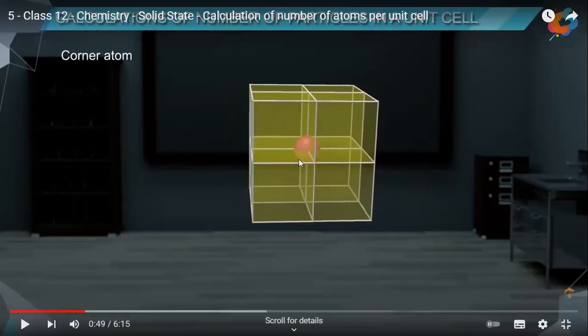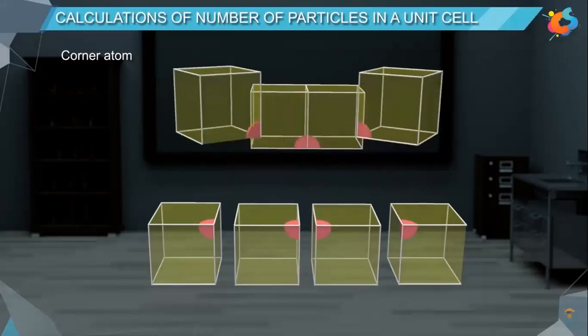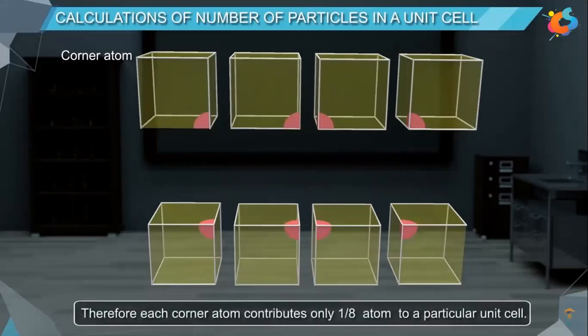Now, can you see this one? If the atom is at one corner of the unit cell, it is shared with 8 other unit cells, like 4 in the top and 4 in the bottom. 1, 2, 3, 4 in the top, the pink color ones. The same atom below is shared with the light yellow ones. So whatever atom is at the corner is shared among 8 unit cells: 4 unit cells in the lower layer and 4 unit cells in the upper layer. Therefore, each corner atom contributes only 1/8 atom to a particular unit cell.